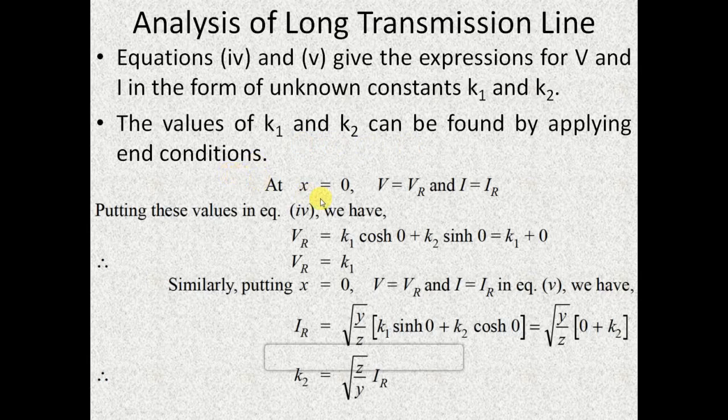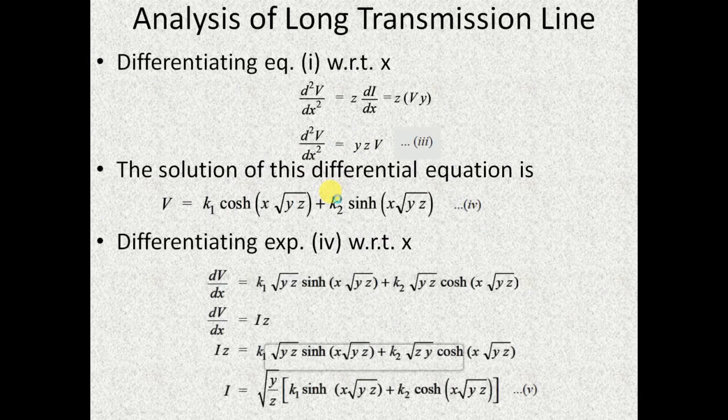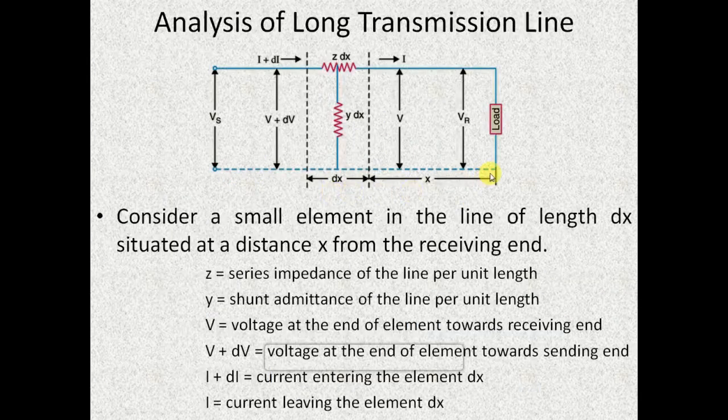The end conditions: at x is equal to 0. At x is equal to 0 it is actually indicating the receiving end point, because the element which we considered here is at a distance x from the receiving end. So when the value of x is equal to 0 it is indicating the receiving end point, and when the value of x is equal to L it is indicating the sending end point. L is actually the total length of the transmission line.